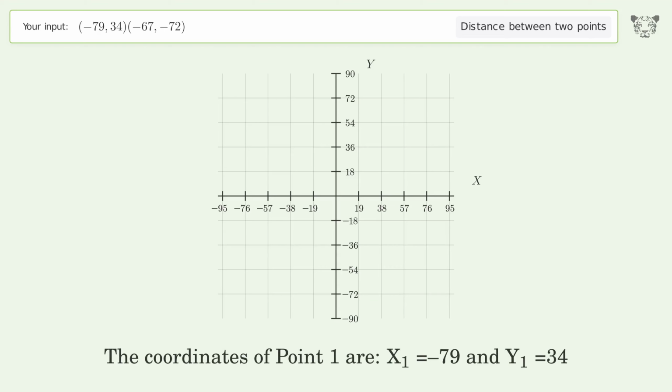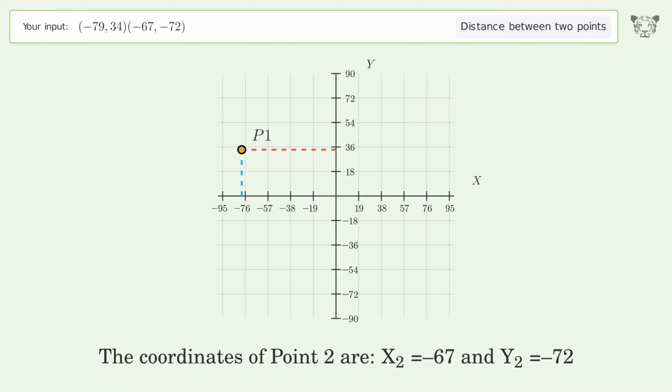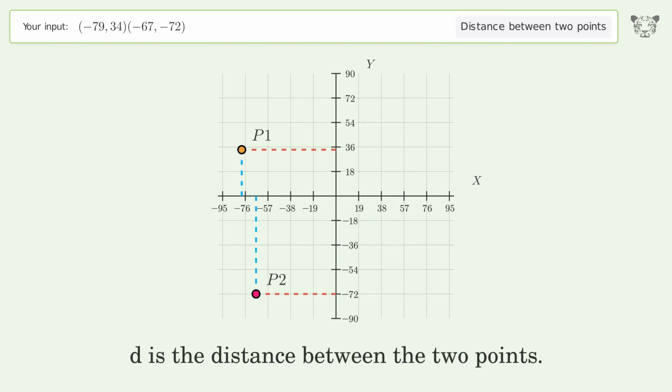The coordinates of point 1 are x1 equals -79 and y1 equals 34. The coordinates of point 2 are x2 equals -67 and y2 equals -72. D is the distance between the 2 points.